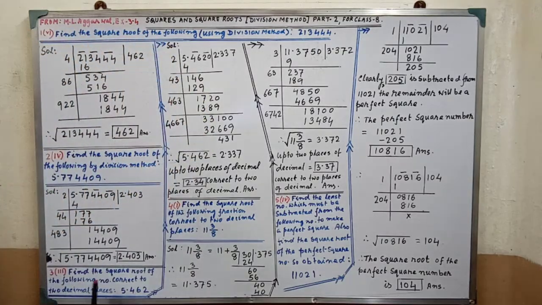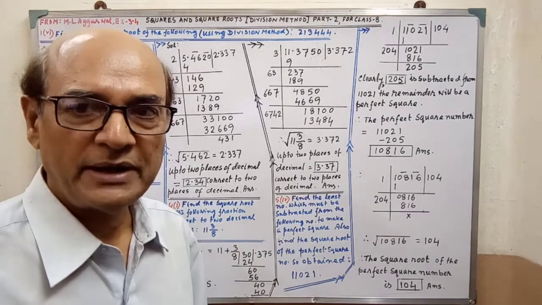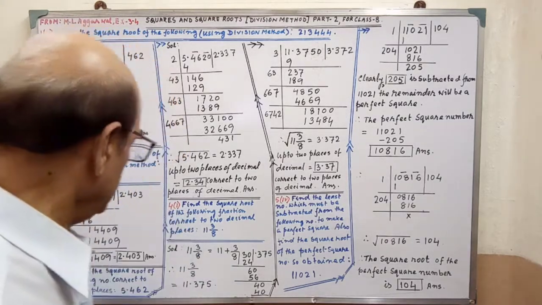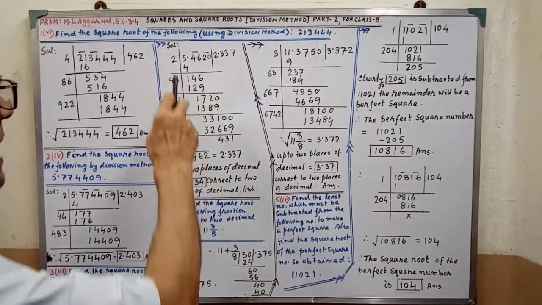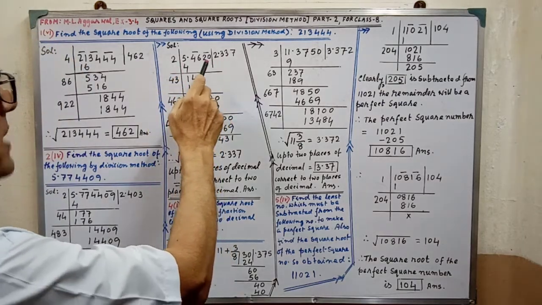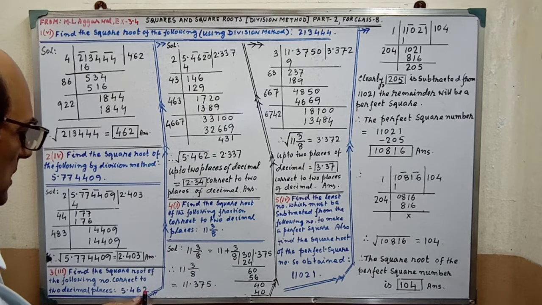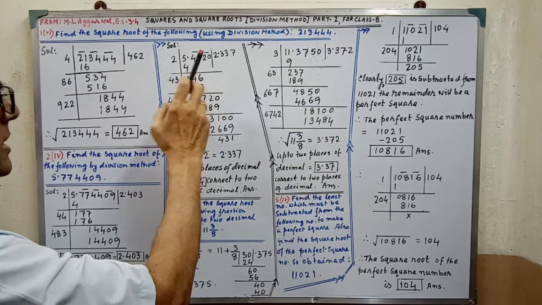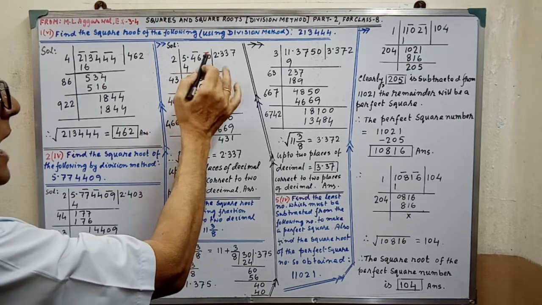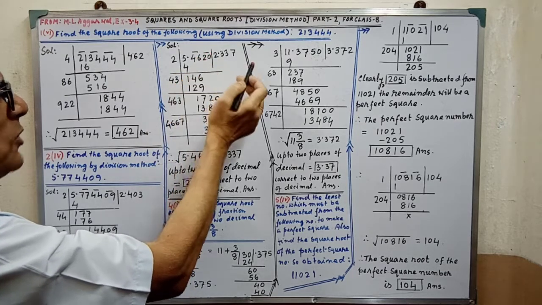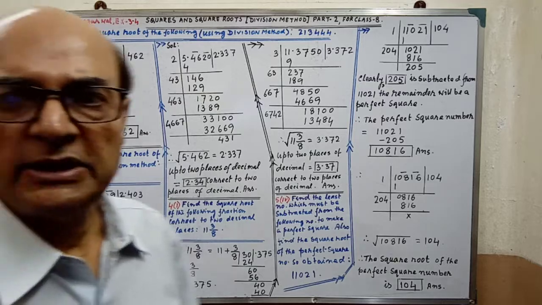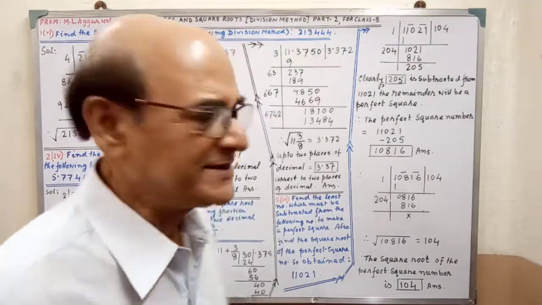Next sum. Find the square root of the following number correct to two decimal places. Here decimal places are mentioned, and you have to maintain the decimal places. After writing the sum, the same thing you have to follow. After here, three digits after decimal 462, but making 0, we have to take the digits on the right side of the decimal. We may take many 0s, then the number will not be changed.